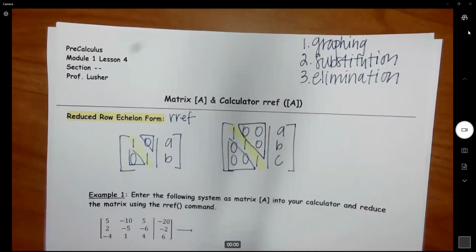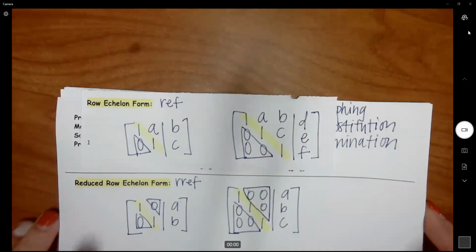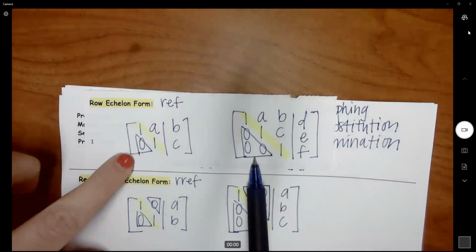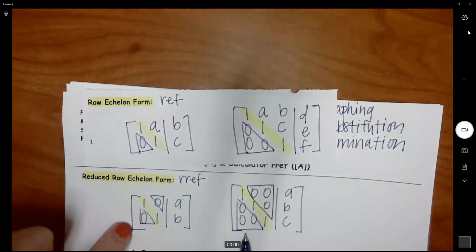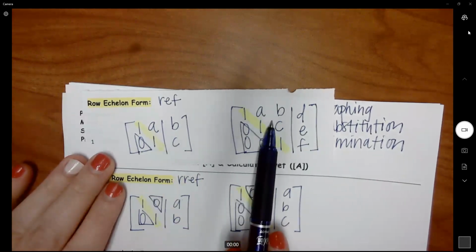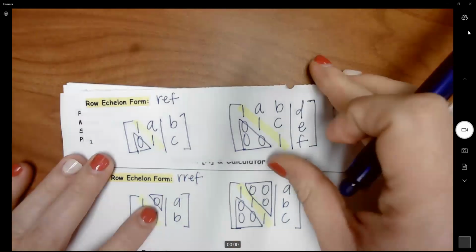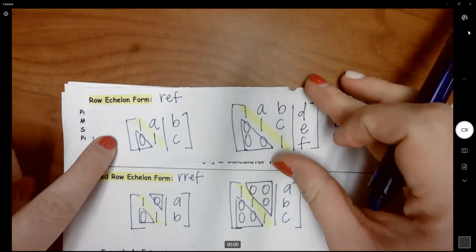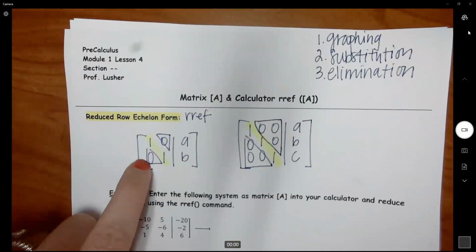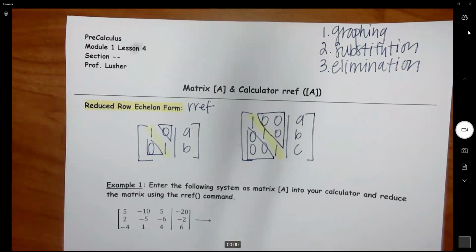This is different than our row echelon form, where we did have the diagonal of 1s and we had the triangle of 0s below, but before we had numbers above the diagonals, where now we have 0s above. I really don't even know why we go over row echelon form, because this is where it's at. Row-reduced echelon form tells you what the answer is.